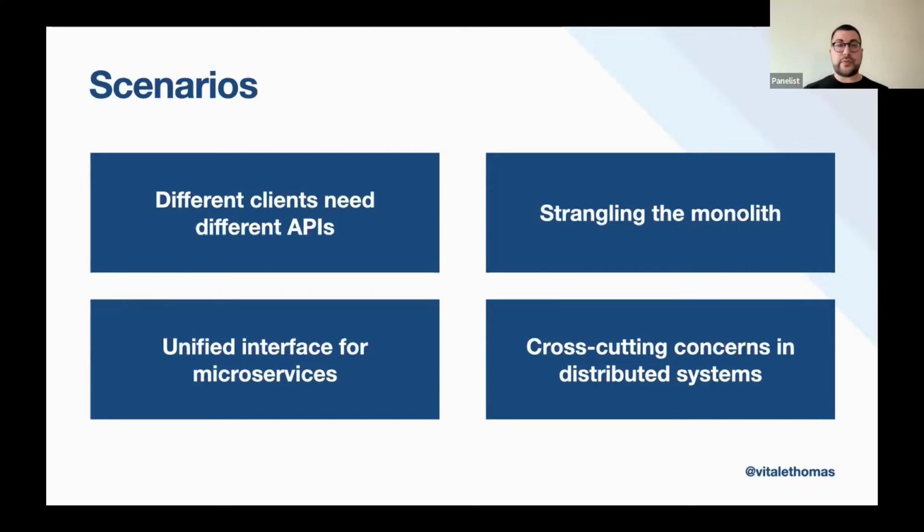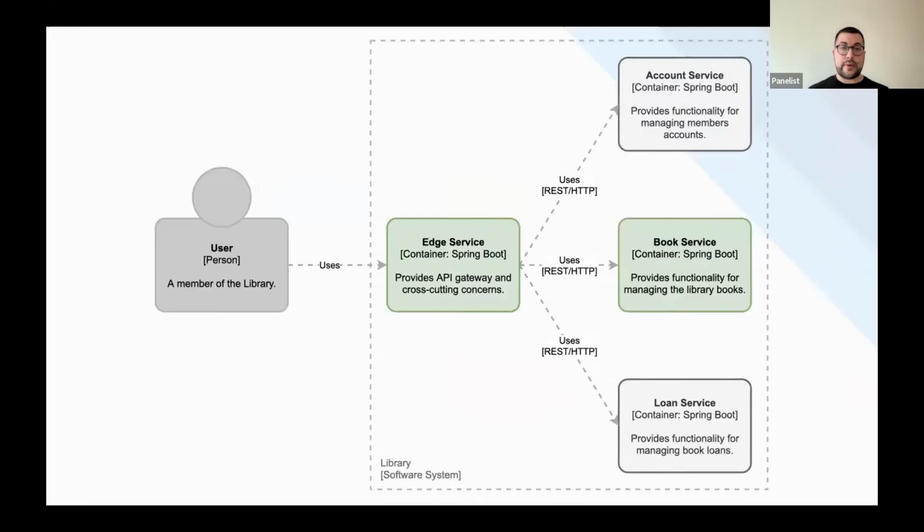The example that we're going to work through will be a fictitious system for a public library. We have an edge service that is the one implementing the API gateway plus handling all these cross-cutting concerns. And then in the backend downstream, we have different services that deal with different functionalities of the library system. In particular, we're going to focus on book service as an example, but the same will apply to any other service.